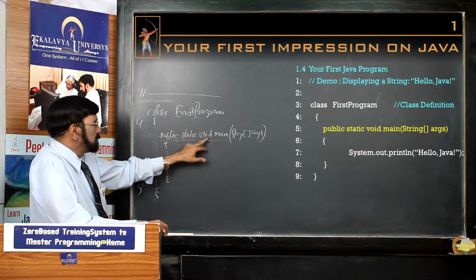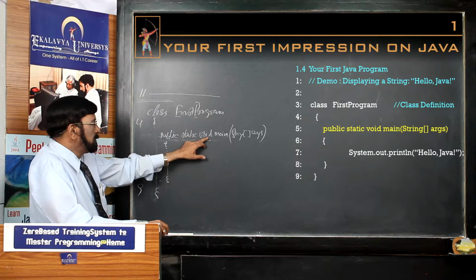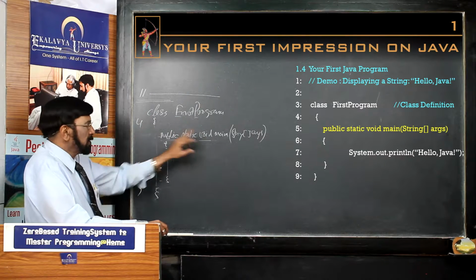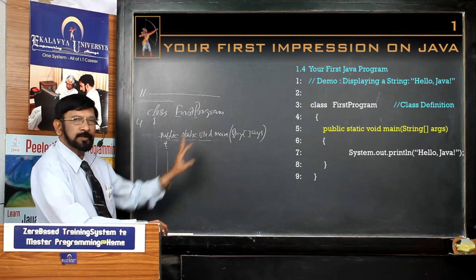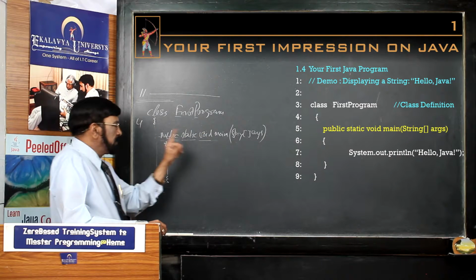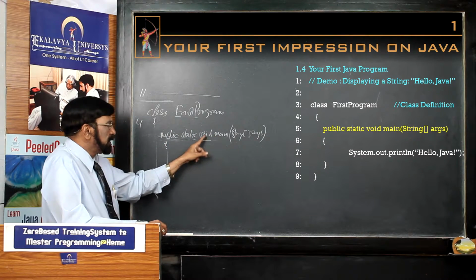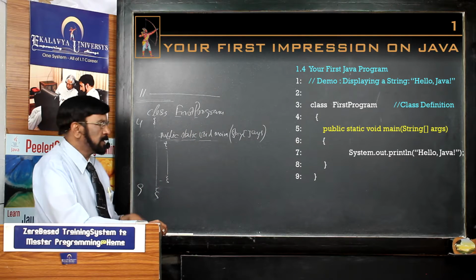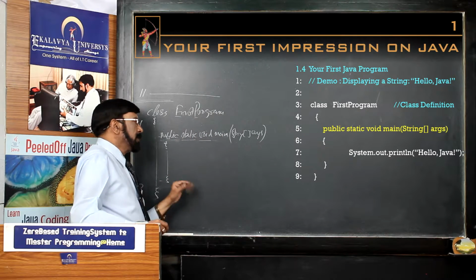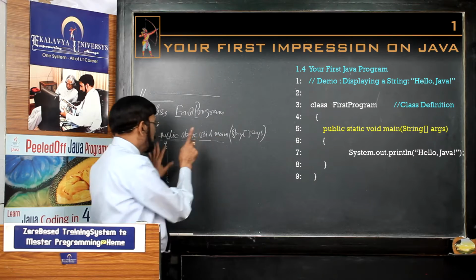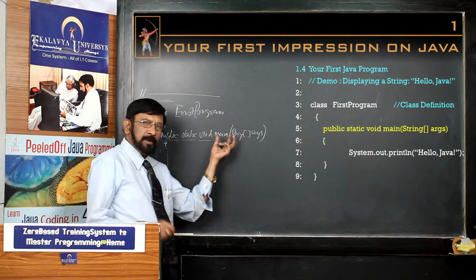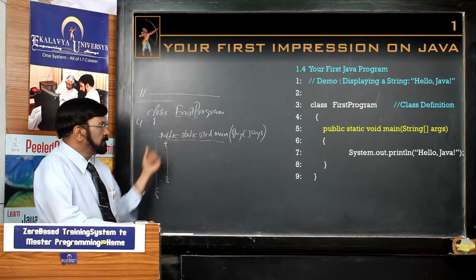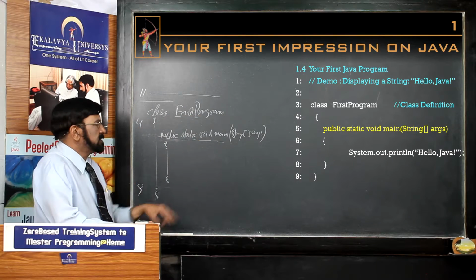But one thing you must remember: void should not be moved. It should be before main only. Always the return type should be a prefix of the method name. That point you have to understand. So far, the keywords or qualifiers I have explained; this is the signature.